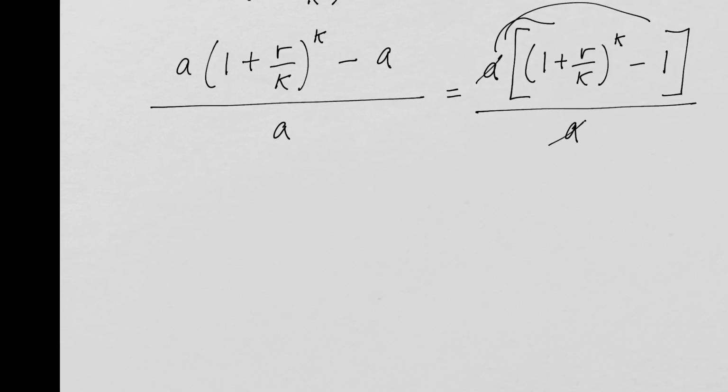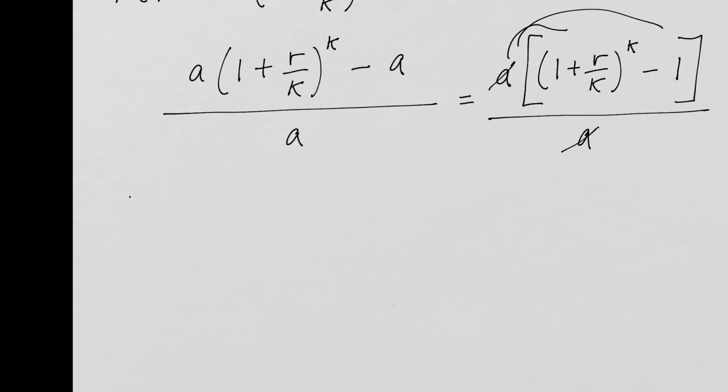It's simply going to be, if you want to calculate the annual percentage yield, 1 plus R over K to the K, minus 1. Okay, and it'll give it to you in decimal form. If you want to write it as a percentage, just multiply by 100.